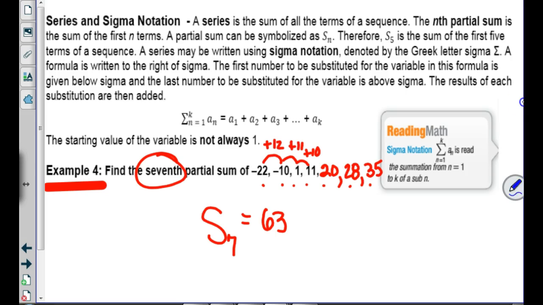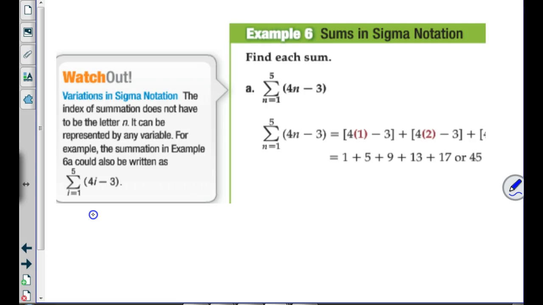So the big thing I want you to get out of that is just understanding 7th partial sum means the sum of the first 7 terms. Everybody good with that vocabulary now? All right.